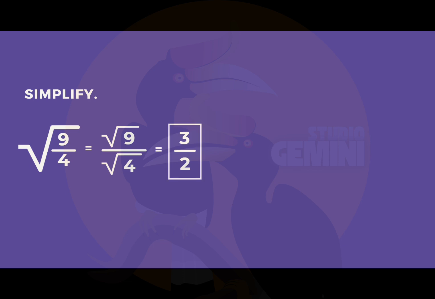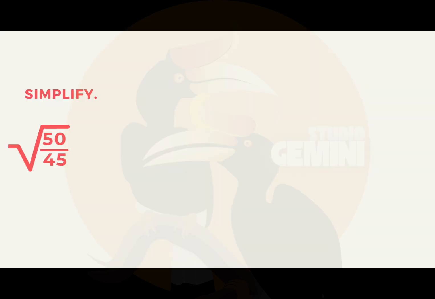Great, let's try another example. You may have noticed that the first example contained a numerator and denominator that were both perfect squares. Let's try an example that does not involve perfect squares. Here we want to simplify the square root of 50 over 45. I don't know the square roots of either of these numbers, but wait, 50 over 45 isn't simplified. So let's reduce this fraction before we continue. 50 and 45 are both divisible by 5, so we can rewrite this as 10/9.